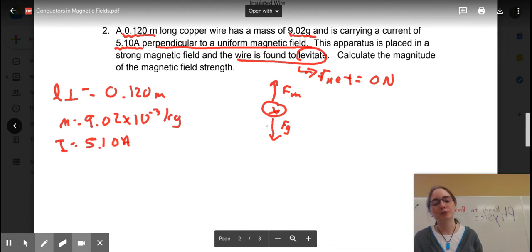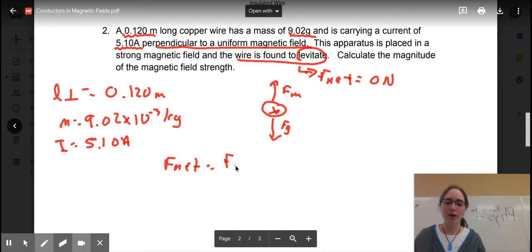So let's write ourselves out an F-net equation. You guys love F-net equations. I love F-net equations. So our F-net is going to equal our Fm plus our negative Fg. Now, because our F-net is going to be 0 newtons, that means my Fg is going to equal my Fm.